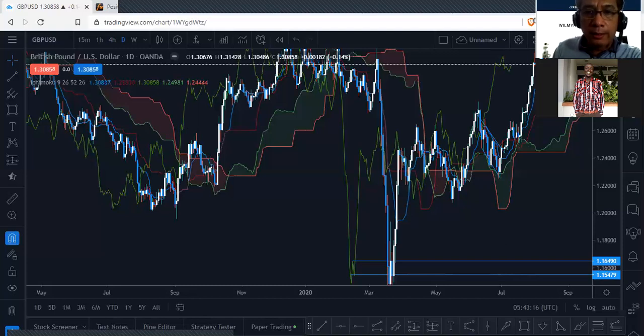Before I end our presentation today, I will show you how effective the parabolics and the fractals are, just quickly, because those are structures as well. But for me, I can work without the fractals because I know those are fractal levels, right? You remember Williams? He introduced fractals, alligators, and other stuff.